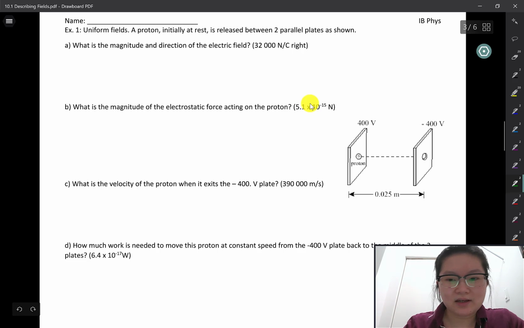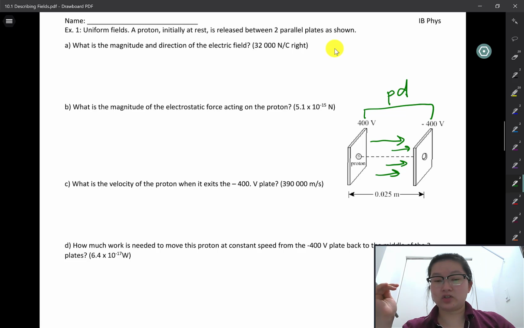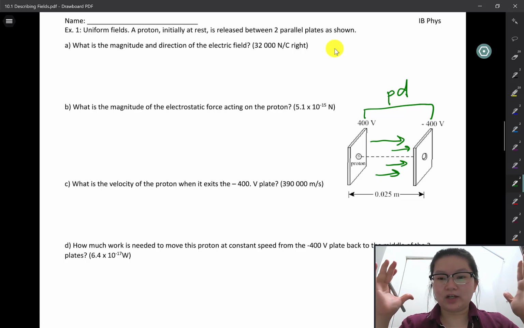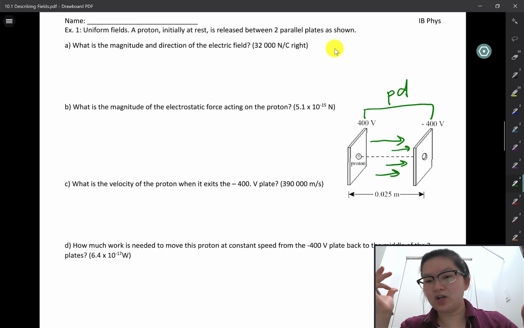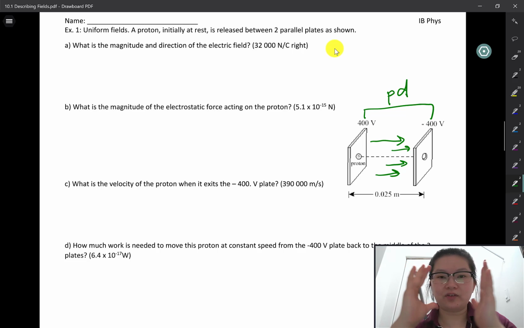All right. Here we have a two-plate. The first question, what is the magnitude and direction of the electric field? First of all, we know the electric field here is uniform, okay? And because it is uniform, we can basically just say that the potential difference across these plates is going to determine how much electric field is between these two plates. The larger potential difference, the greater the electric field. Also, the difference of separation.